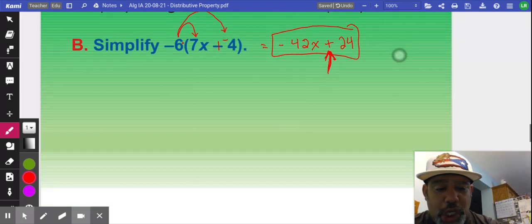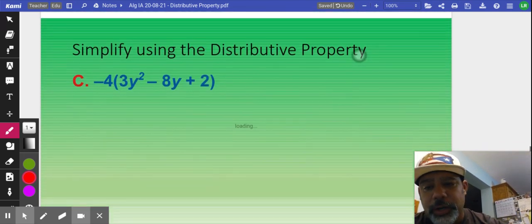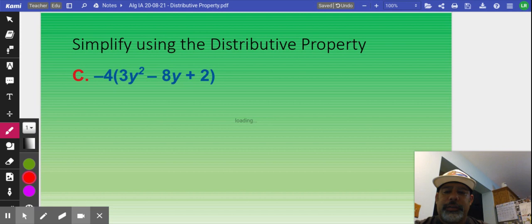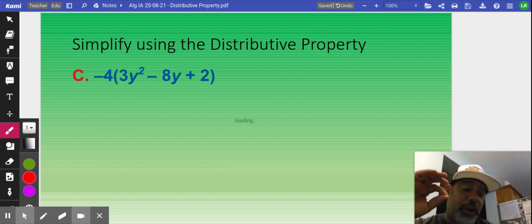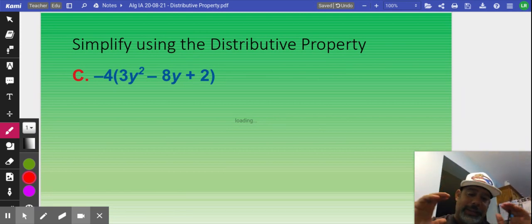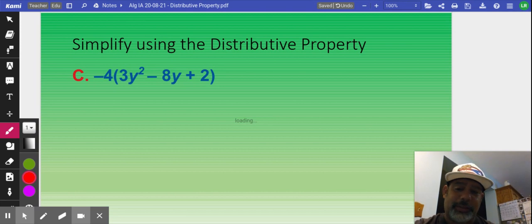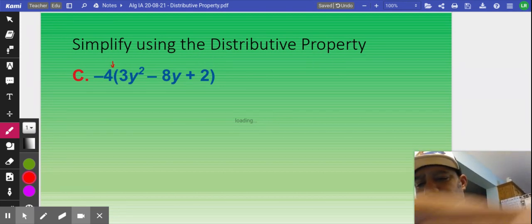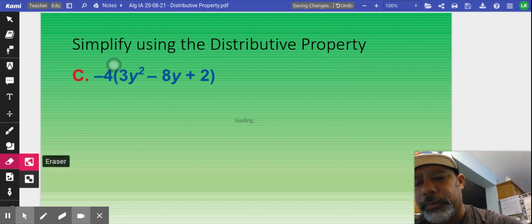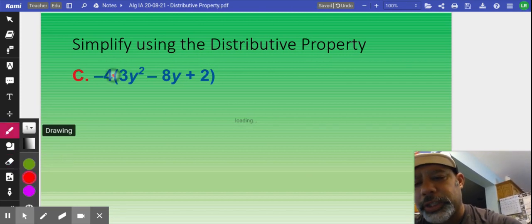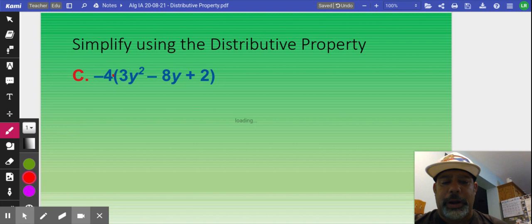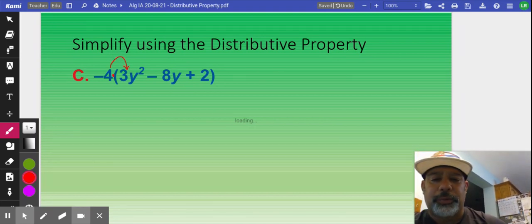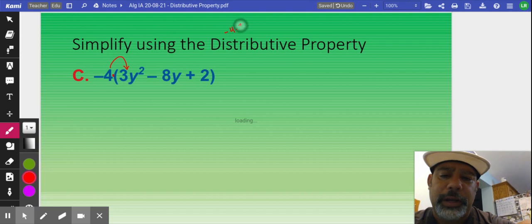Let's look at another one. Here we go. Okay? Now, this one's got more things, more terms, I should say, inside of the parentheses. There's actually 3 things in there. Again, the negative 4, there's nothing in between that and the parenthesis. So we're looking at multiplication, and this is the distributive property. So we have negative 4 times 3y squared.